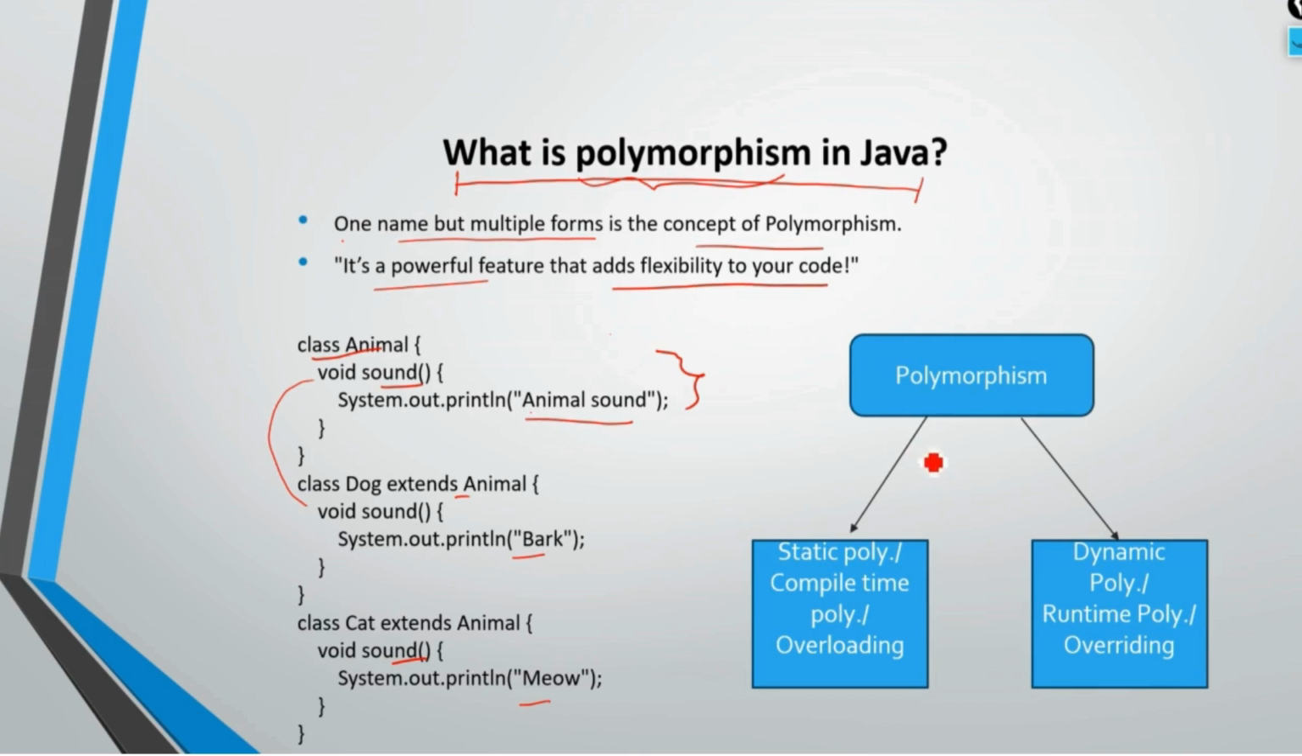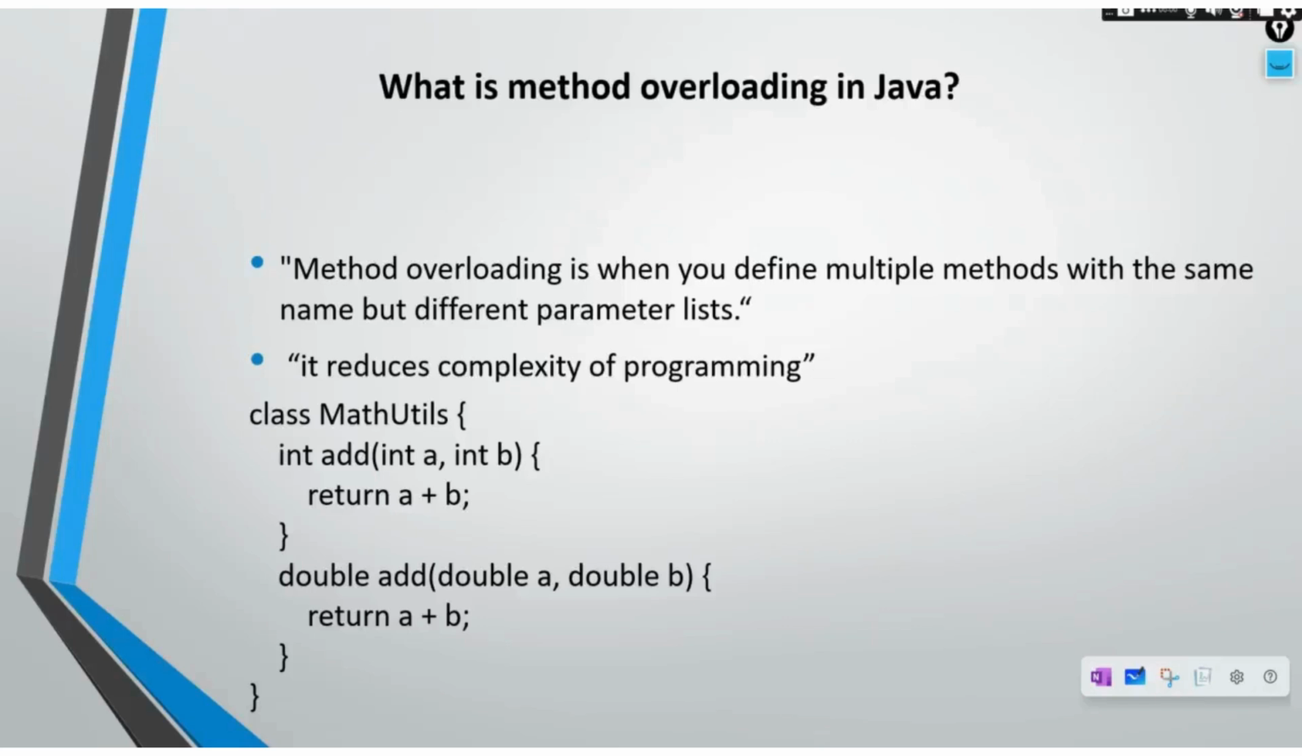Basically there are two types of polymorphism: overloading and overriding. As we have checked what is polymorphism, let us quickly check what is overloading, which is one type of polymorphism. This is also a generally asked question in multiple interviews.